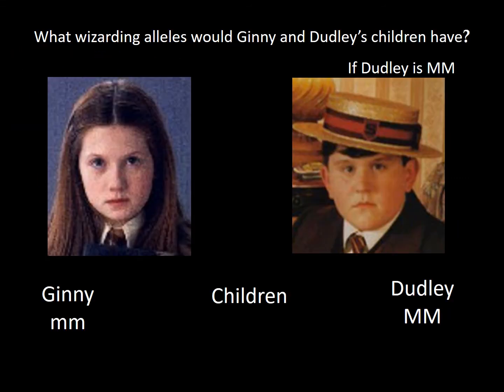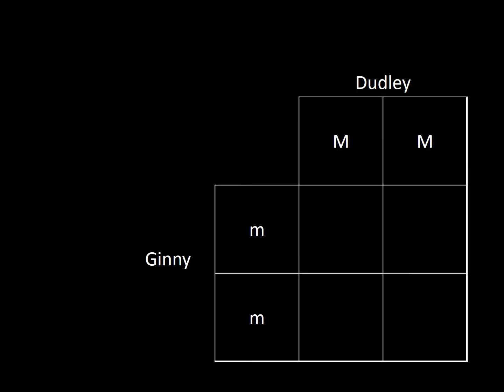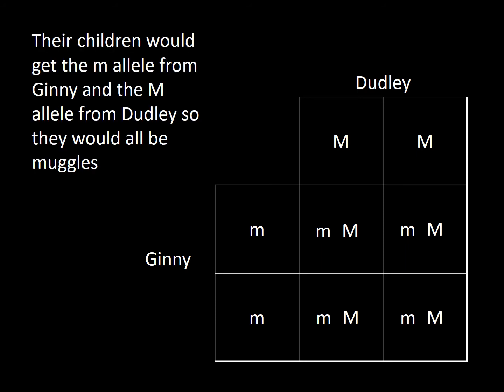Now, if Dudley is homozygous dominant, or capital M, Ginny can only give the little m, and Dudley can only give the capital M, which means that all the children are going to be heterozygous, meaning all of them are going to be muggles.